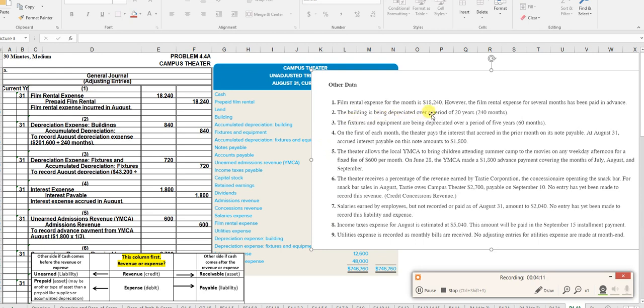Okay, the building is being depreciated over 20 years. Whenever I have a building or any sort of fixed asset that lasts longer than a year, I do what's called depreciate it.